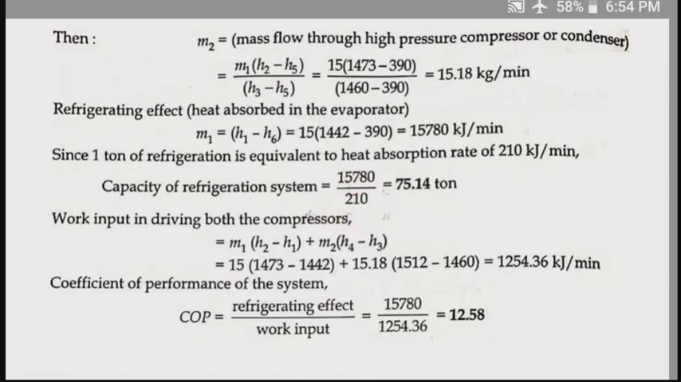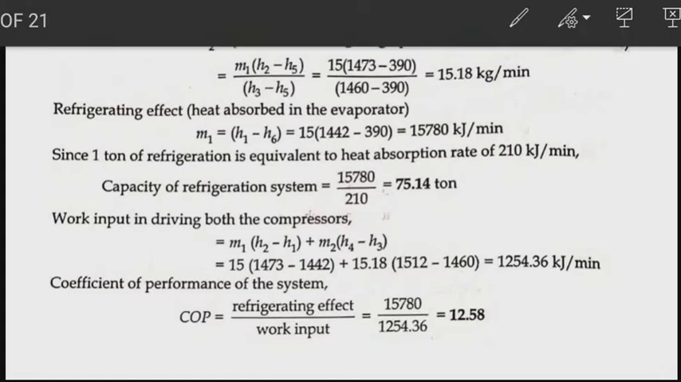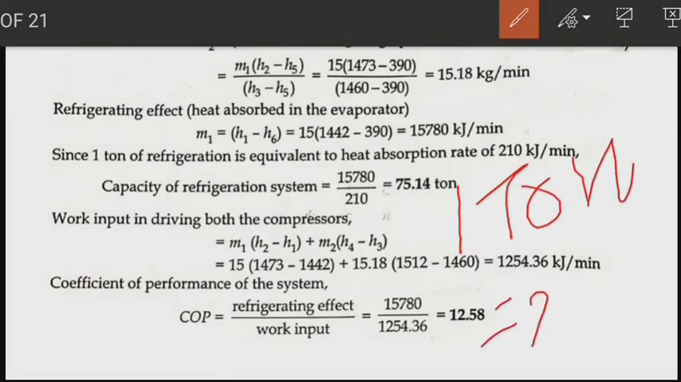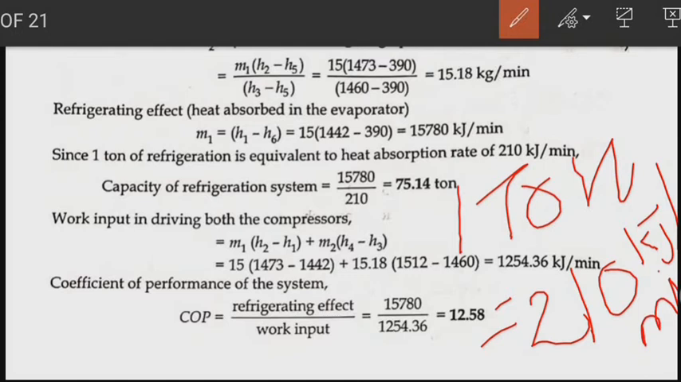Okay, I will write it here. 1 ton of refrigeration is equal to 210 kilojoule per minute.